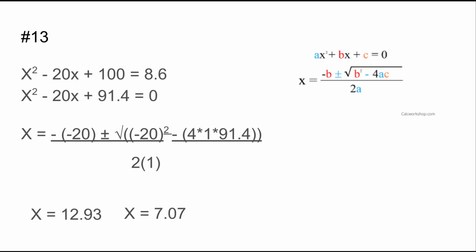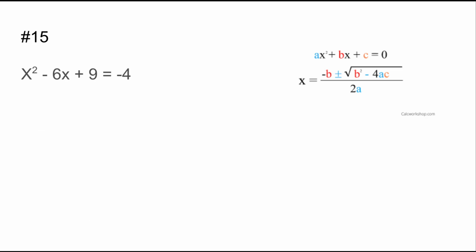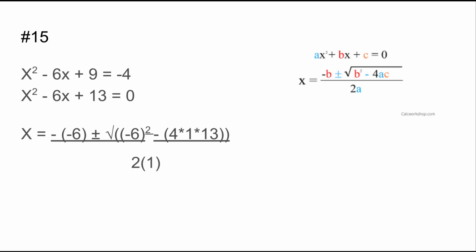Our solution is 7.07. These are the two solutions to this equation. Number 15. Let's add 4 this time to get it to 0 on the right side. Let's write our equation. Negative 6 plus the square root of negative 6 squared minus 4 times 1 times 13.